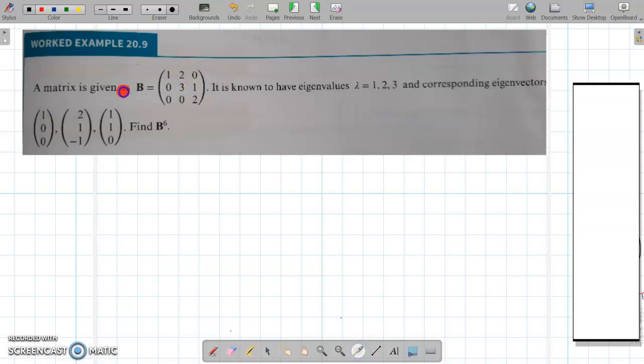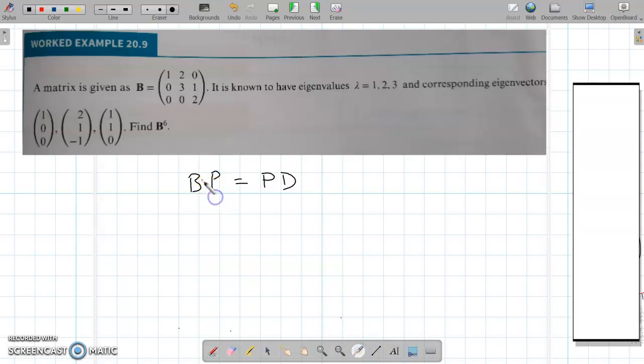Okay, we have matrix B, and we're given that it has 3 eigenvalues, 1, 2, 3, and the corresponding eigenvectors are 1, 0, 0, 2, 1, minus 1, and 1, 1, 0. We want to find B to the 6. So we start off with BP equals PD. Okay, we talked about that in the last video.